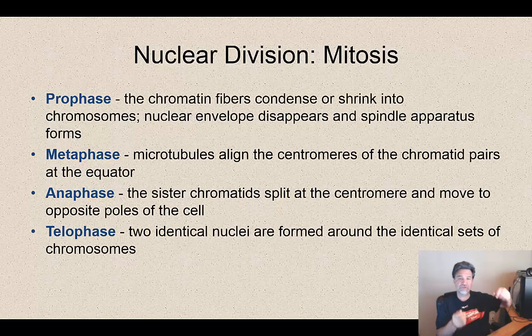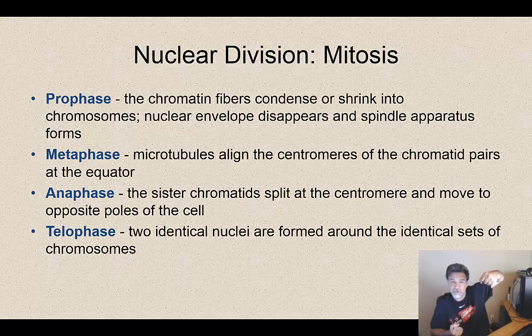Then what they'll do is they'll start to pull on that duplicated chromosome and align it at the equator or the middle of the cell. That's metaphase, middle. Then we'll transition into anaphase, and that's when the microtubules from either side of the nucleus will begin to shrink. And as they begin to shrink, they are starting to pull on those duplicated chromosomes that then will separate at their centromeres and move towards the opposite sides of the cell.